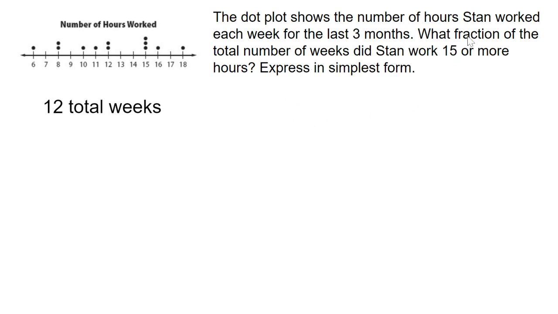Now, again, we need to set up a fraction. So we have our part over our total. Our part in this case is going to be the weeks he worked 15 or more hours. So let's go to 15. He's got 1, 2, 3, plus 1 here because 16 is greater than 15. So 4, and then 18, 5. So 5 weeks he's worked 15 or more hours. So 5 over 12.